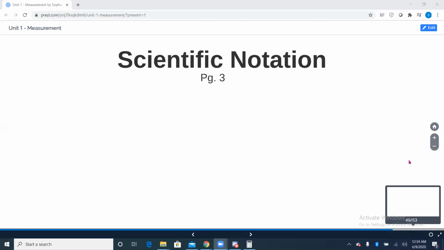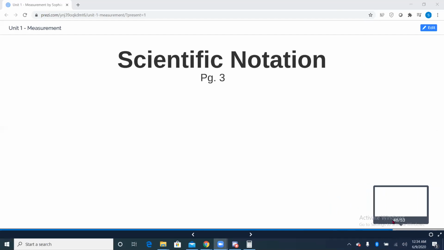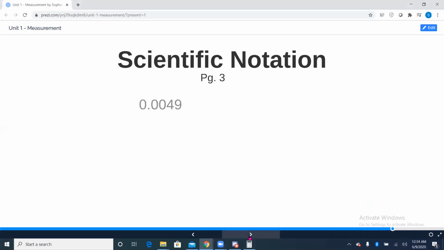All right, so picking up from where we left off in the last video, our last answer was 0.0049. So now, moving forward. Again, don't worry about the page number on there. This is from an old lab manual. So 0.0049 was our conversion answer.